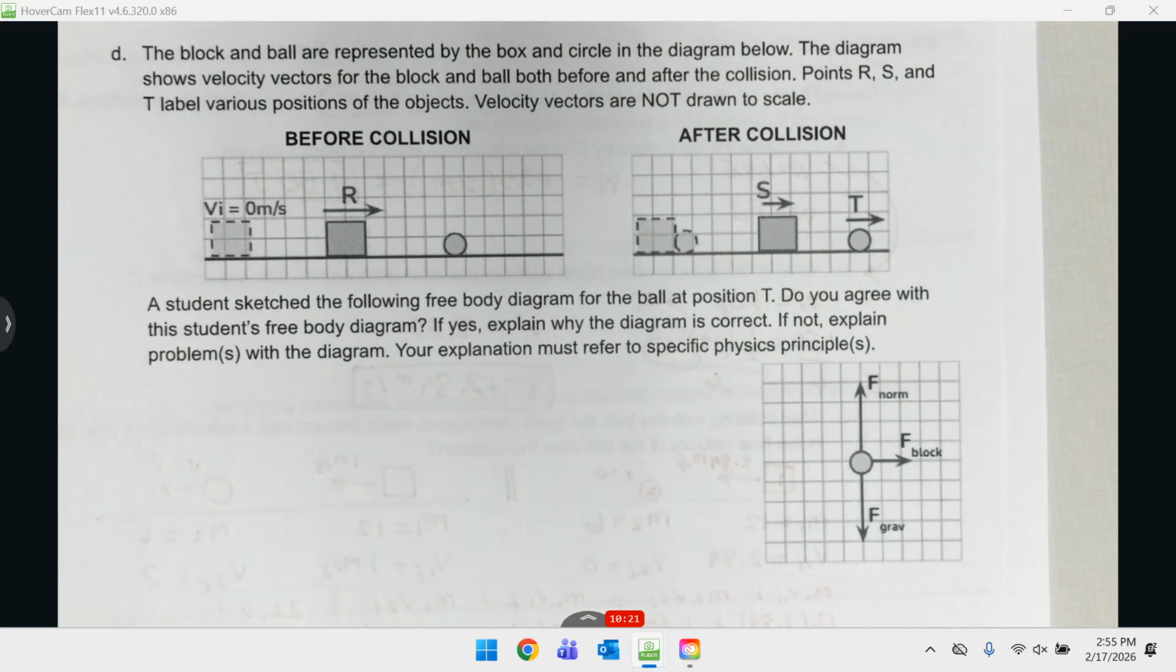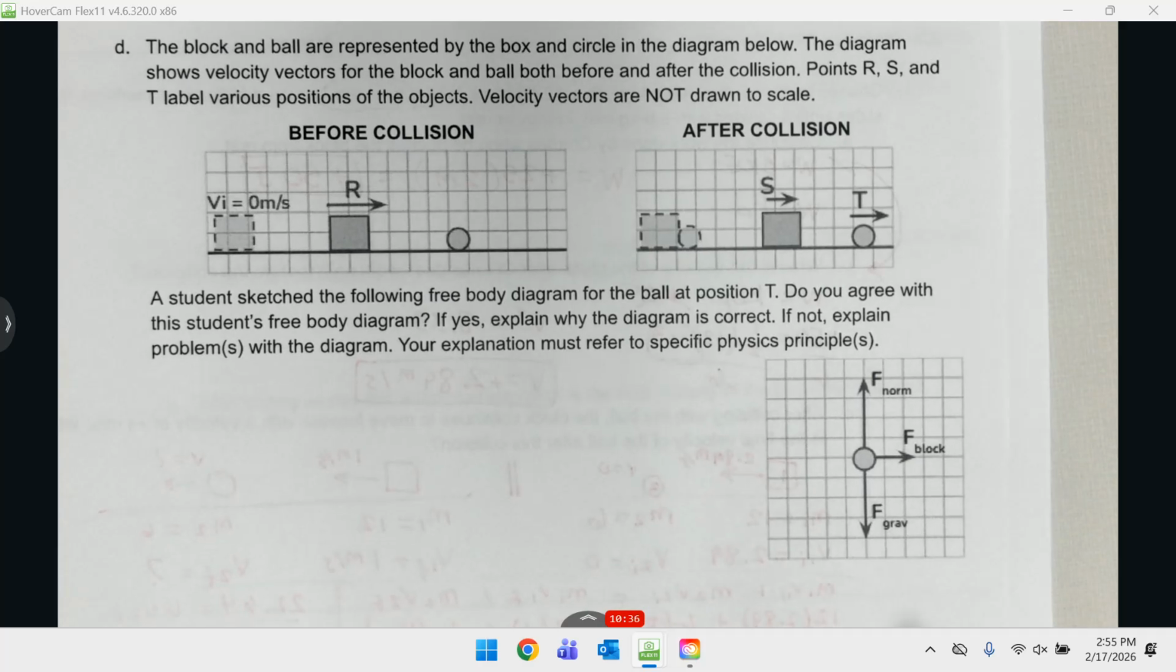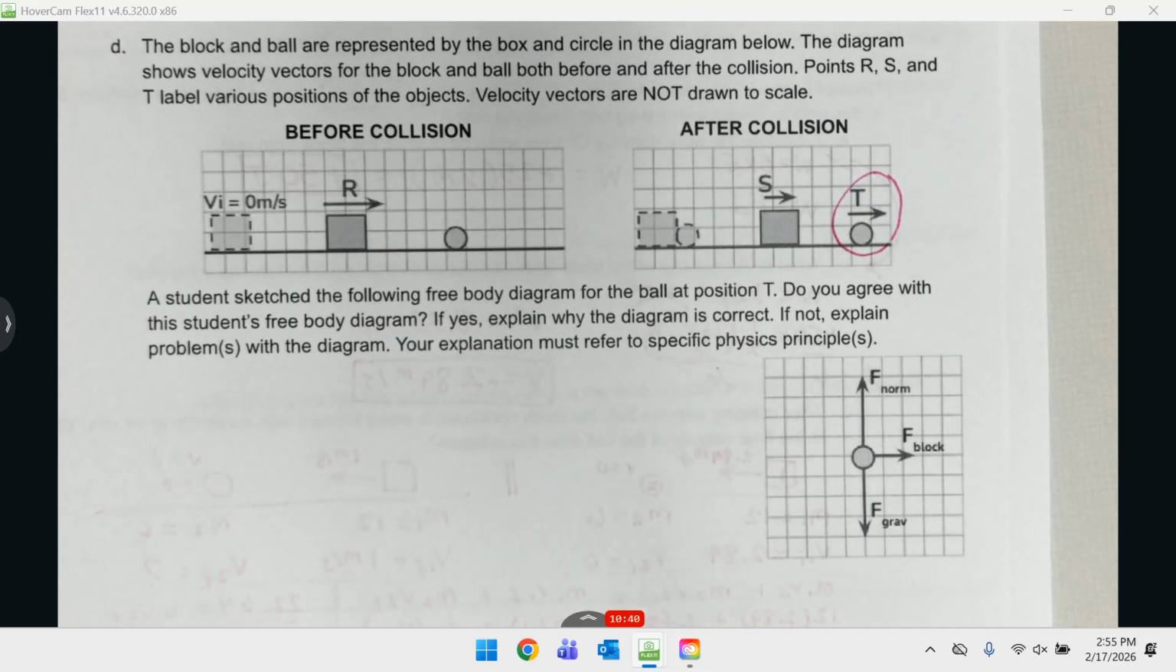The question, though, says a student sketched the following free body diagram for the ball at position T. Do you agree with this student's free body diagram? If yes, explain why it is correct. If not, explain problems with the diagram and refer to specific physics principles. So we're looking at what a free body diagram would look like at this position.